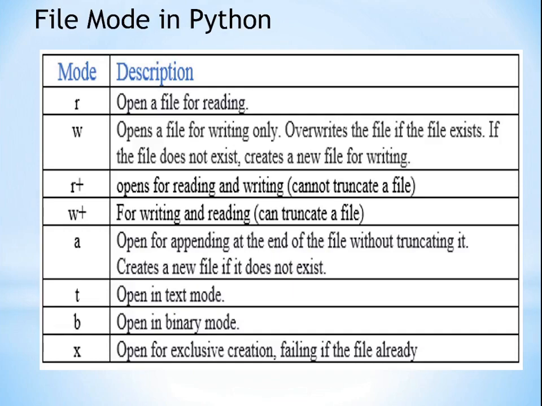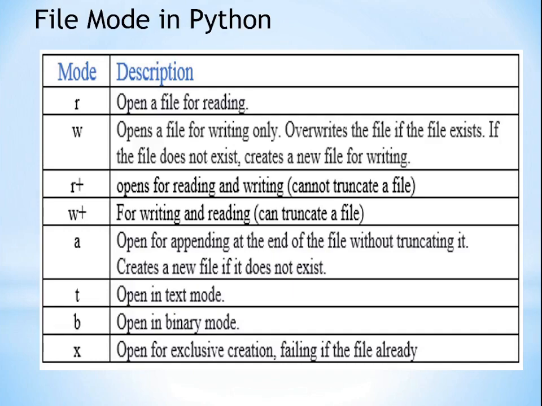And the alphabet T is used for text mode and B is used for binary mode. Okay, and X is one more. Mostly we use read, write and append. Sometimes, in certain situations, we need to use X, B or T. X means open for exclusive creation, failing if the file already exists.